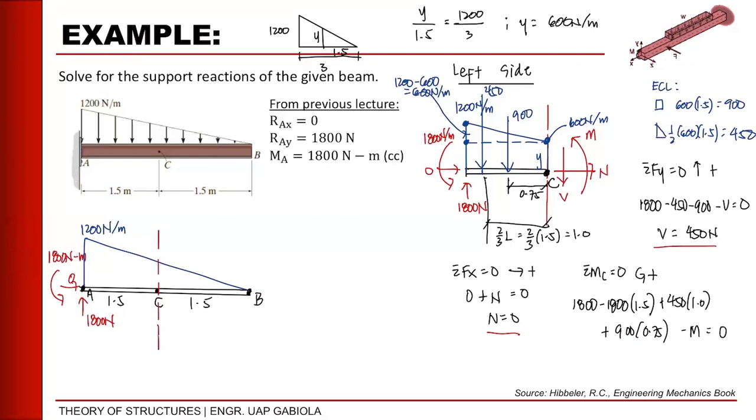So calculate natin, we have 1.8 minus 1.8 times 1.5 plus 450 times 1 plus 900 times 0.75. We have a value of M is equals to 225 Newton meter. Okay, so Newton meter. Okay, so again, if you're sure na tama yung ginawa ninyo at this portion, this answer will be your answer for the internal forces. Okay, and one way to check it again is to also solve the other side of the section. Okay, o yung left part.